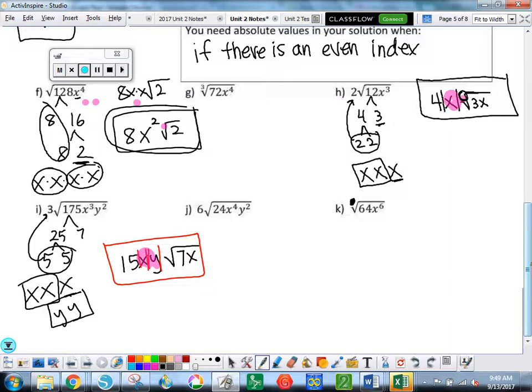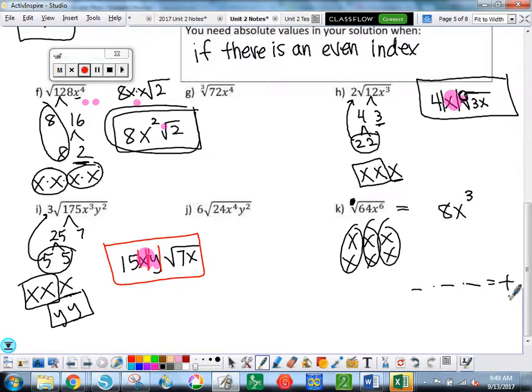Looking at part K, we're changing it to a regular square root. What's the square root of 64? 8. And then x to the 6th power. How many groups of x's do I have? 3. Now, can a negative times a negative times a negative equal a positive? Because that's 3, right, cubed. Is that possible? No. So this one needs an absolute value.